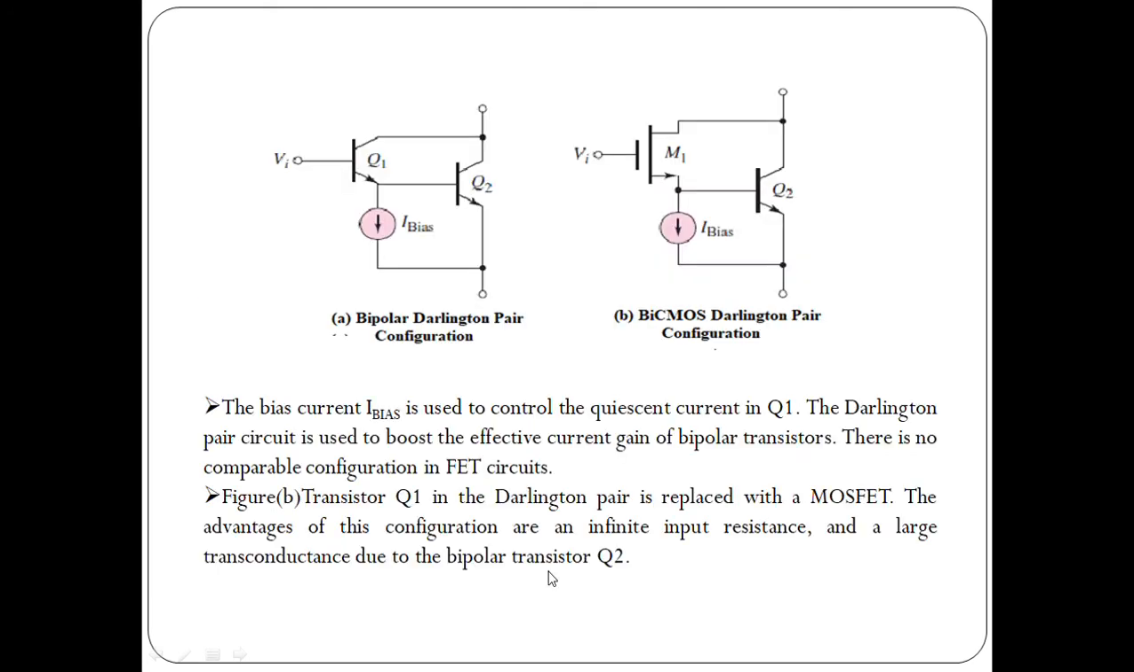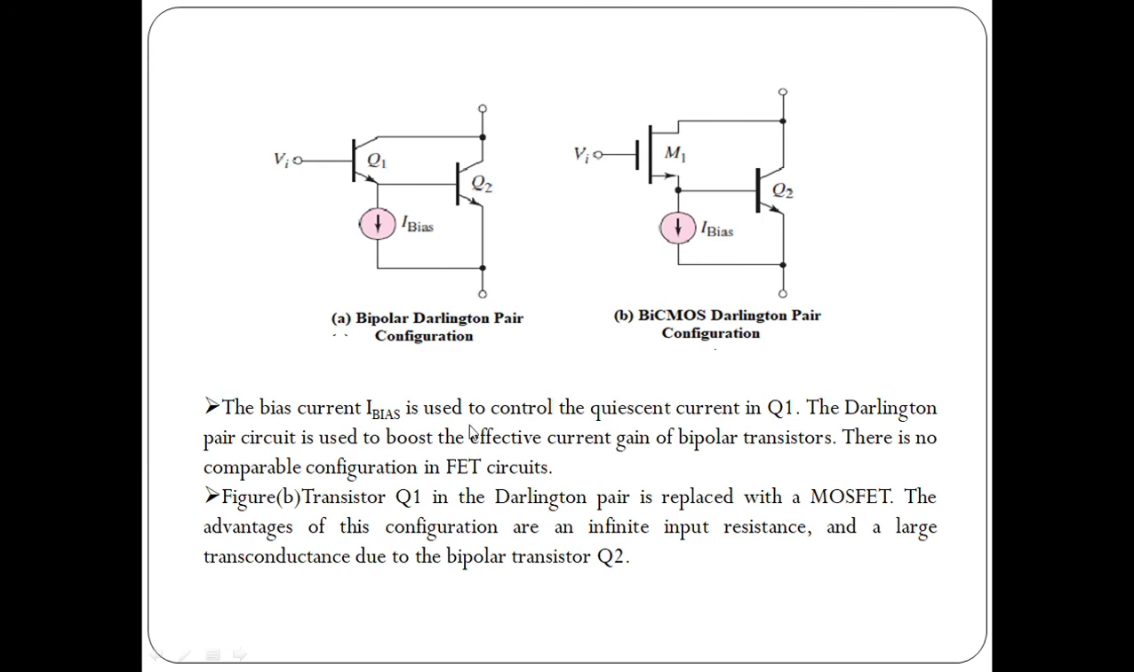Now let us look at BiCMOS with the help of a Darlington pair configuration. This is a normal Darlington pair cascade configuration where the two transistors used here are bipolar. Now if I replace this Darlington pair by means of BiCMOS, then the transistor Q1 of the Darlington pair is replaced by a MOSFET, and for the transistor Q2 we make use of a BJT, and the biasing shown here is I bias.